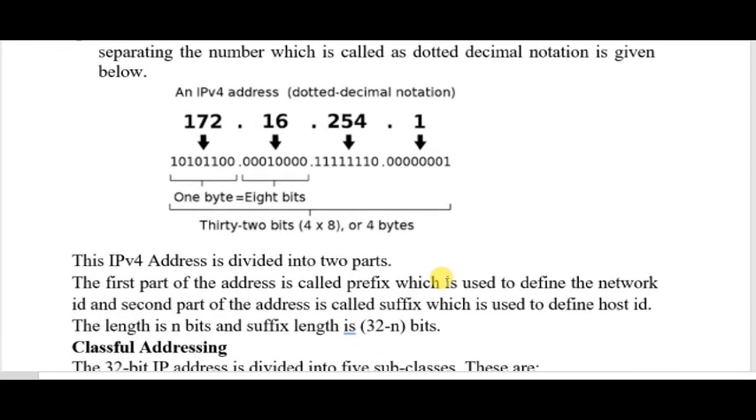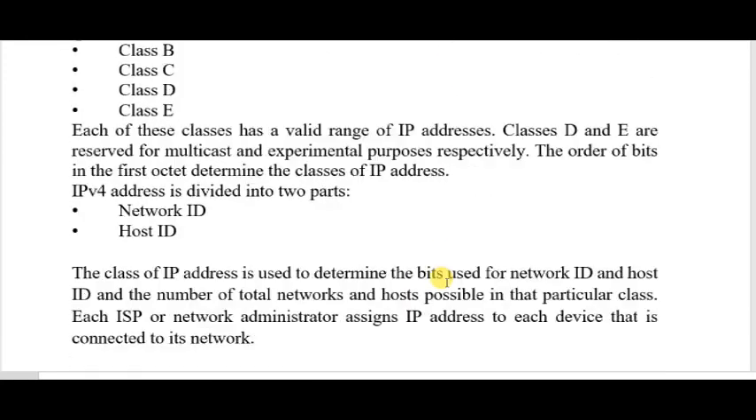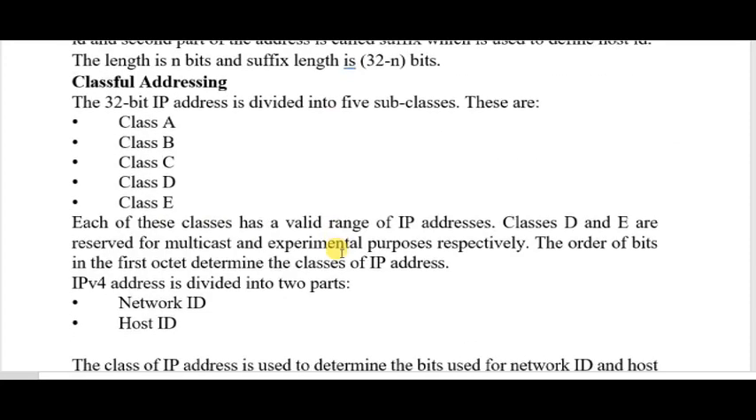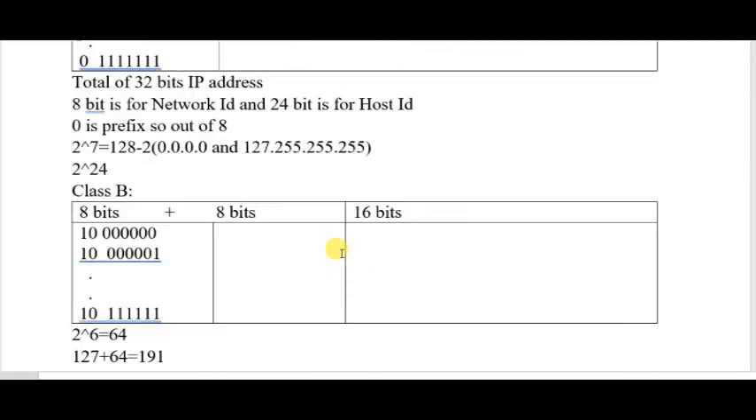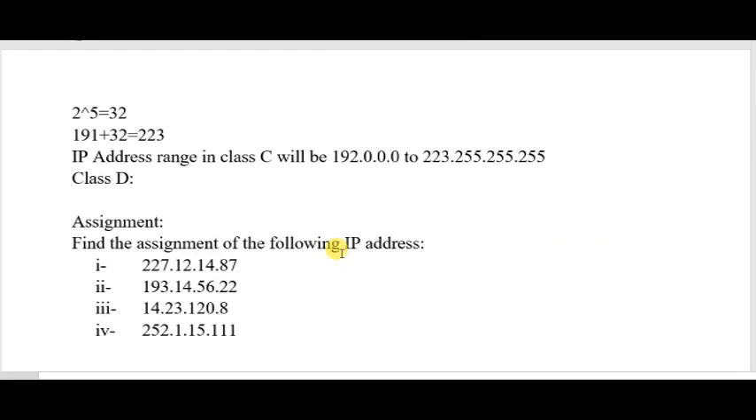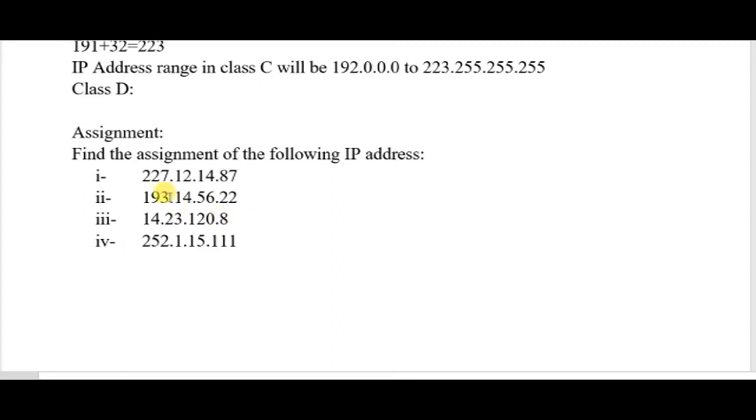I have given one assignment. I have given a few IP addresses, 4 IP addresses. You need to find out which class each IP address belongs to. I have already given the ranges. If the IP address is in that range, that is from 1 to 126, then it will be class A, and similarly class B, class C, class D, class E. So you need to find out which class each IP address belongs to.